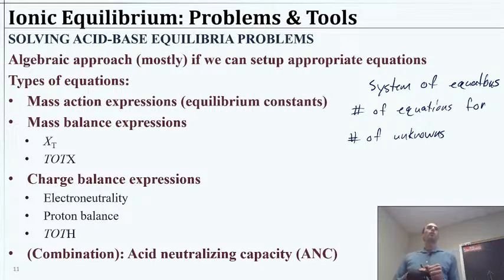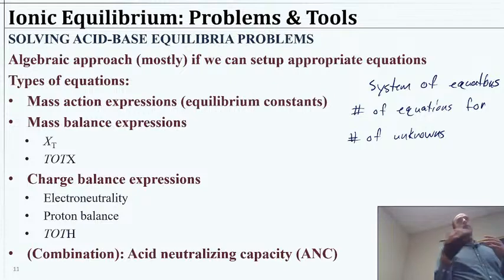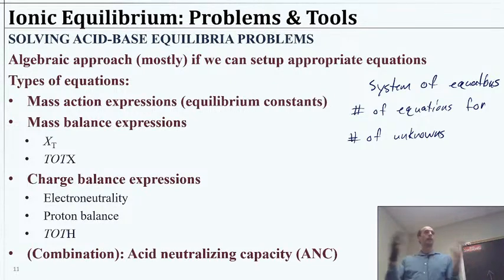And we can also do a proton balance, which is related to the electroneutrality, but sometimes it's a little more convenient to work on that basis to say, okay, who's accepting and donating these protons? Sometimes we'll use what's called total H. It's very related, maybe another formulation of the proton balance. And sometimes some combination, like acid neutralizing capacity. So we'll talk a bit about that. Alkalinity is a similar concept here, so we'll lump that in as well.